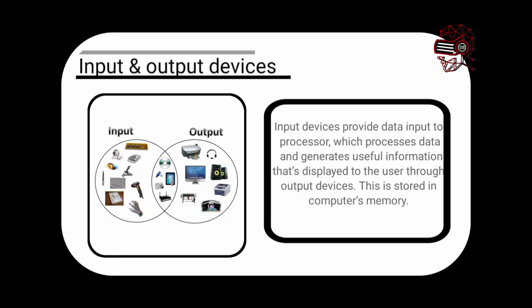Output devices. The CPU processes the data received from input devices and generates useful information. This information is then sent to output devices for display or use. For example, the CPU processes text data and sends it to the display device for presentation. It can also send data to a printer to produce a hard copy of a document.